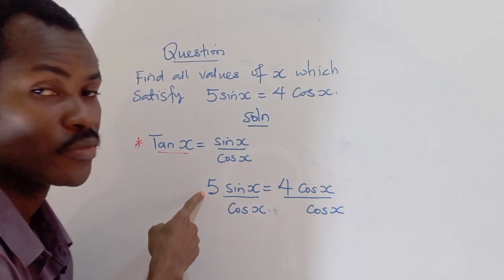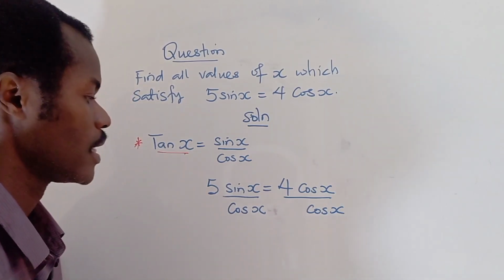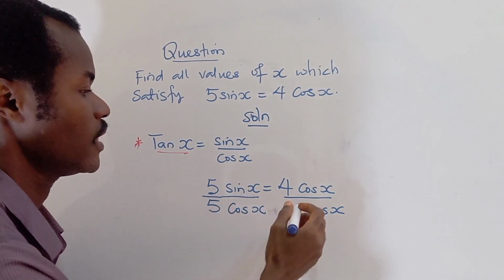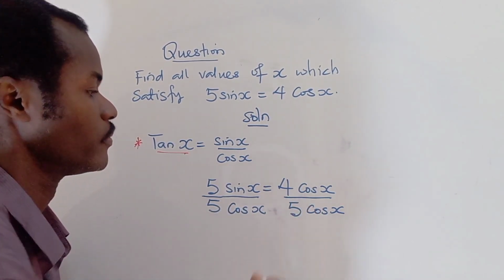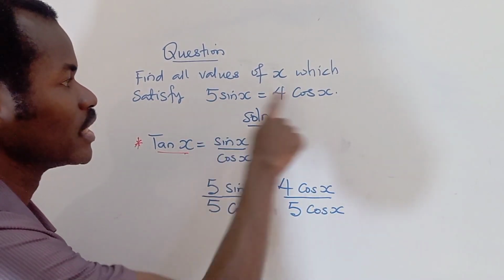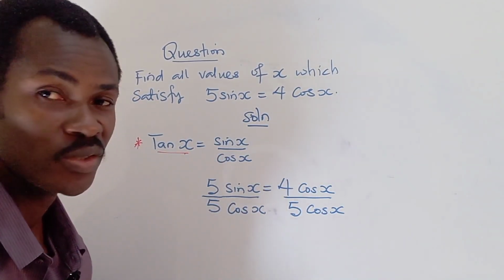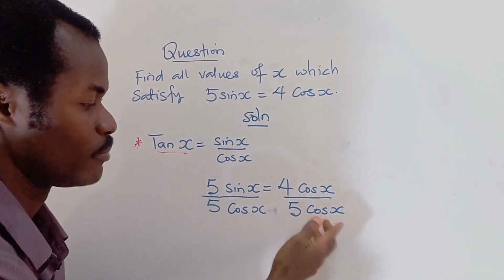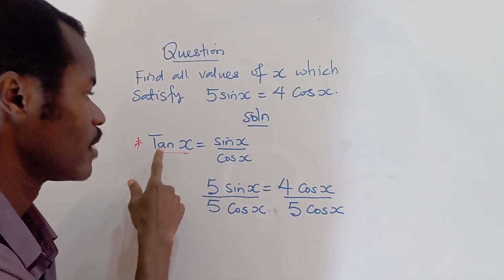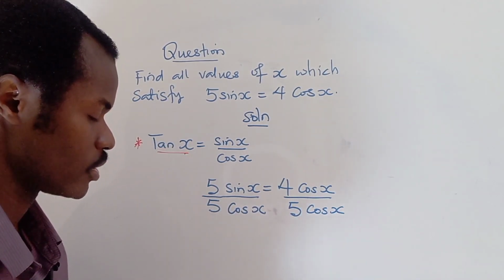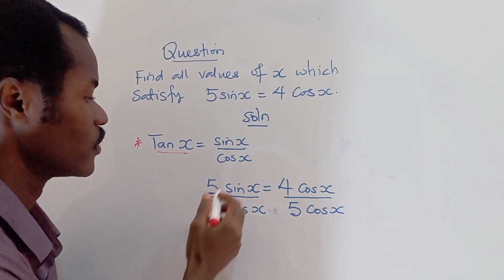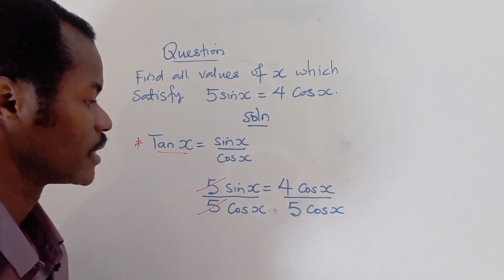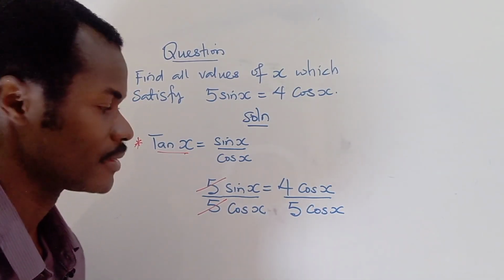Now, how do I remove the 5? To remove the 5, we also have to divide both sides by 5. So this given equation, we just need to divide it by 5 cos x on both sides to be able to get our tan x. So let's see what that gives us. This 5 is going to cancel out this 5, so we are left with tan x at the left hand side.